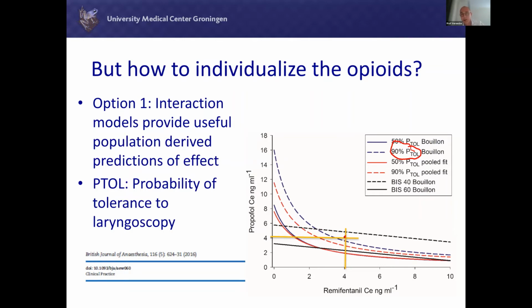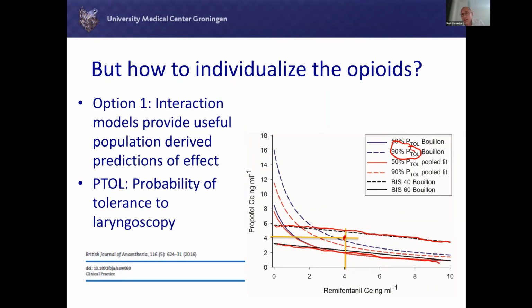response at laryngoscopy. And moreover, if you look at the straight lines of these interaction models, you see the BIS, this is the line for a BIS of 40, and this is a BIS of 60. These are straight isobols. It's an additive interaction of propofol and remifentanil. And so you see that my expected BIS is around 45 with a combination of 4 propofol and 4 remifentanil. I dare you all to try this in clinical practice.